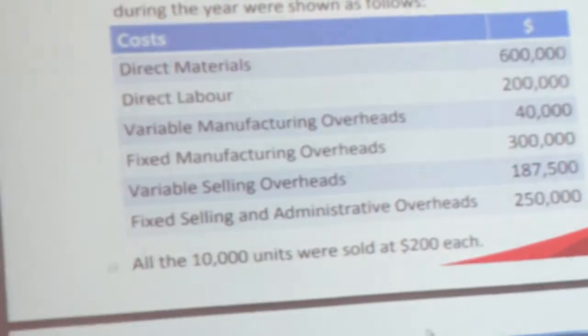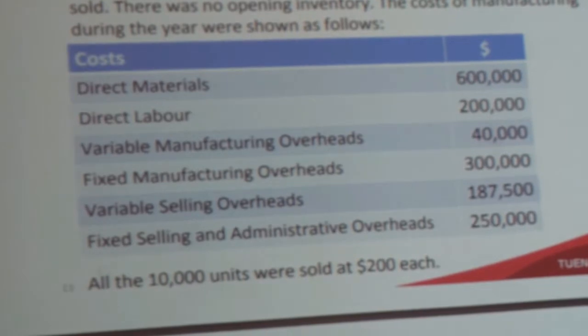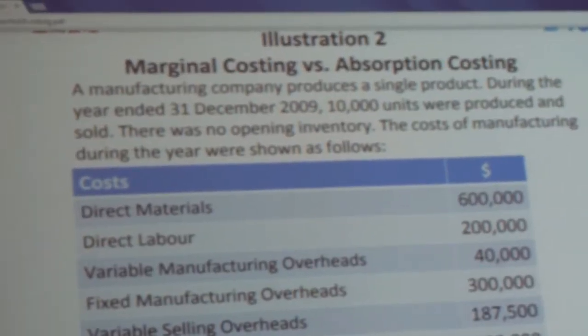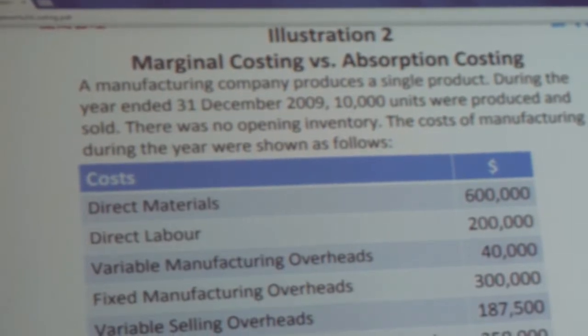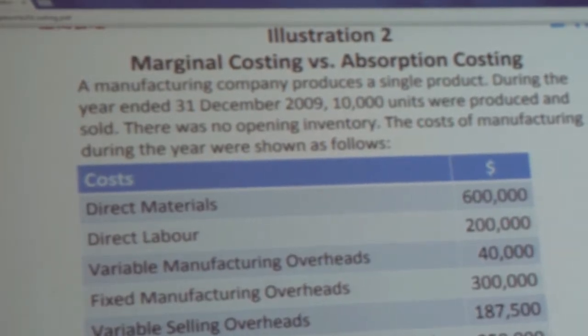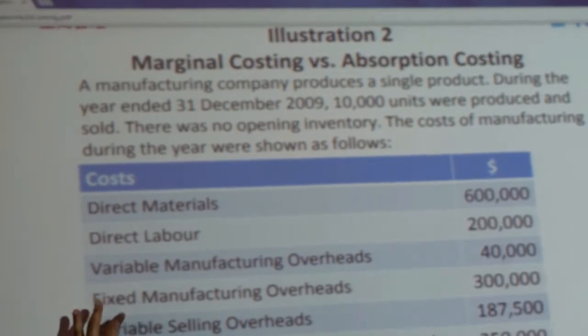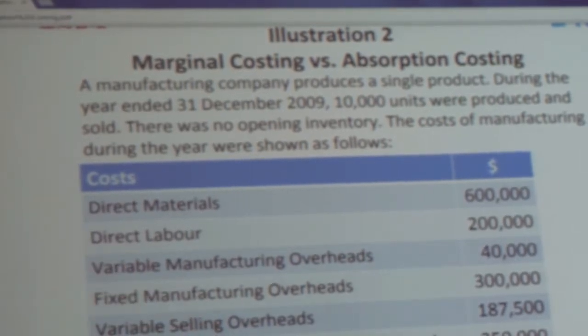So moving forward, it says a manufacturing company produces a single product. During the year ended 31st December 2009, 10,000 units were produced and sold. So whatever they have produced, they have sold. There was no opening stock. They have given you the cost of manufacturing during the year, and at the very end they say all the 10,000 units were sold at $200 each. And they're expecting you to make an income statement based on marginal costing and absorption costing.